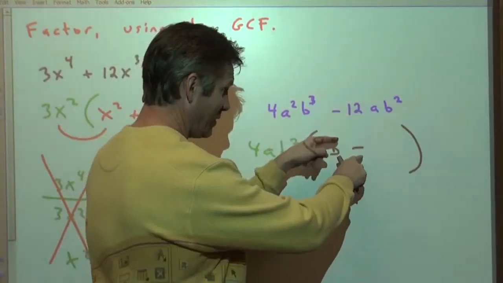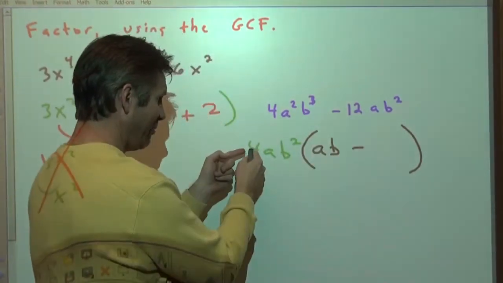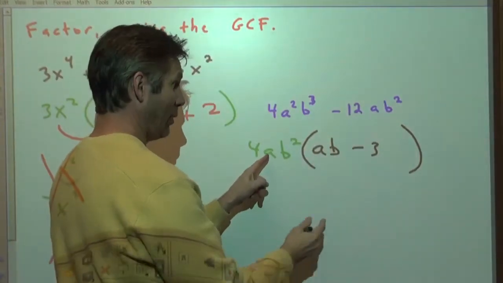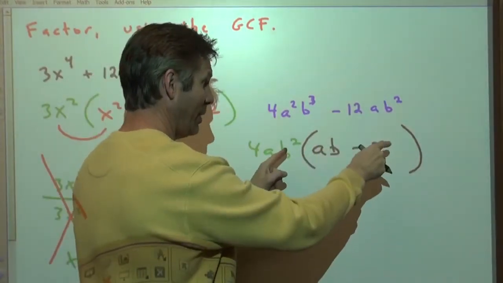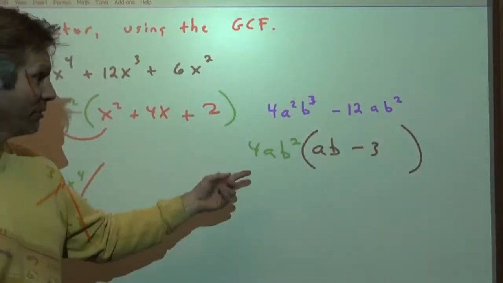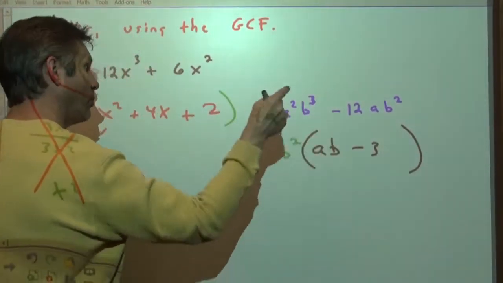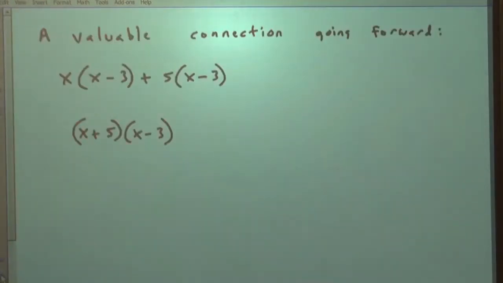Now, we have a subtraction sign here. What do we put over yonder? 4 times 3 will get us to the 12. We don't need any more a's, and we don't need any more b's. We're done. This is the factored form of that expression. If we were to multiply this factor times this factor, we'd get back to that right there.